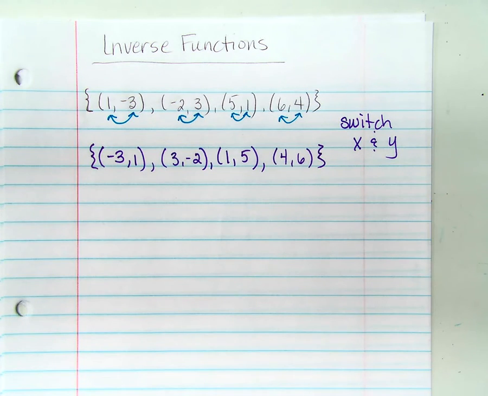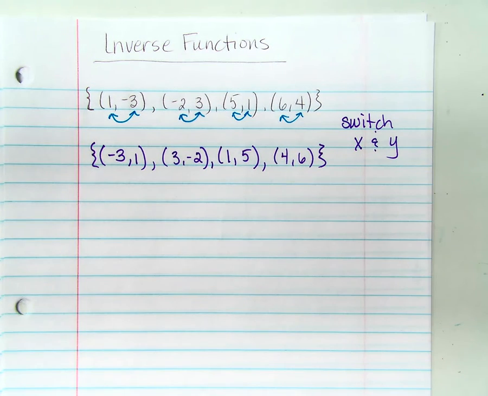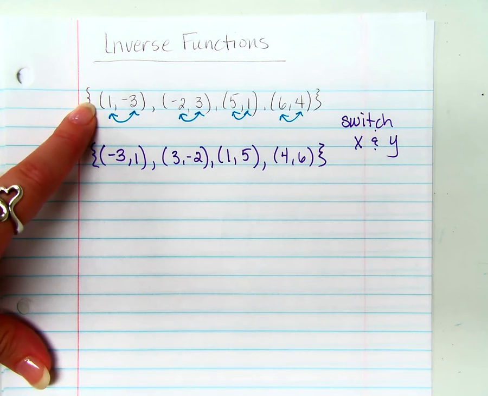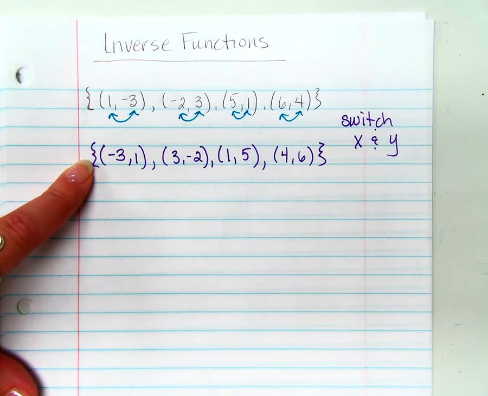And that's it. When you're given a list of ordered pairs and you're asked for the inverse of that list of ordered pairs, all you do is switch x and y and you're done. Now, sometimes they'll say, well, you knew this was a function already because none of the x's repeat. I want you to tell me if the inverse is a function.